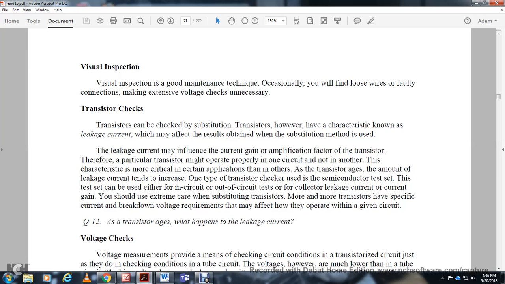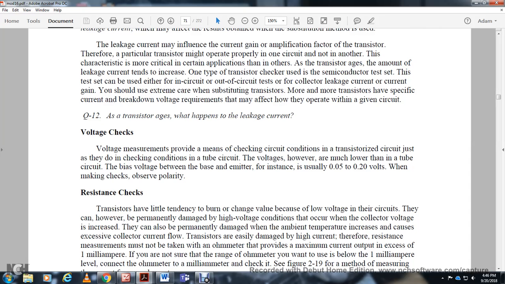The character of the circuit is critical, and the leakage current of the transistor can increase. One type of transistor check is the collector leakage current test, which can be either in circuit or out of circuit. You should use extreme care with the substitution transistor. More and more transistors have specific breakdown voltage and current requirements that may affect how they operate in a given circuit.